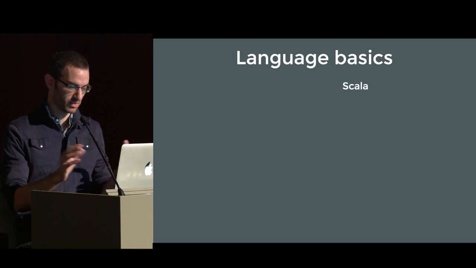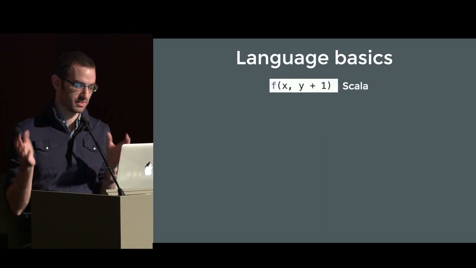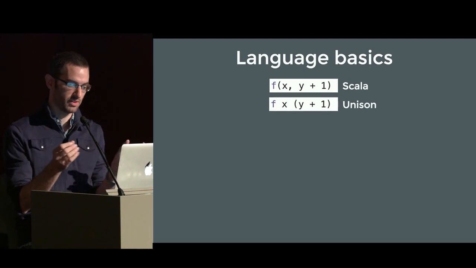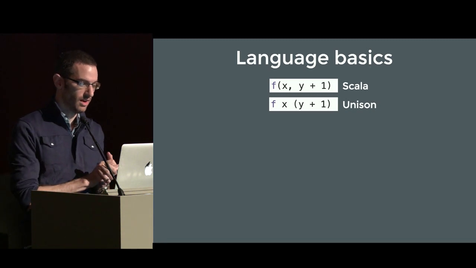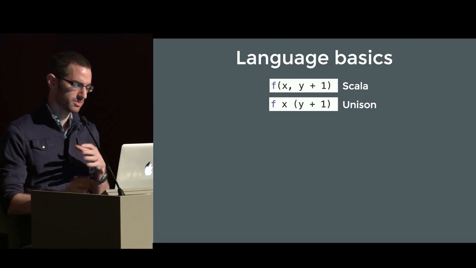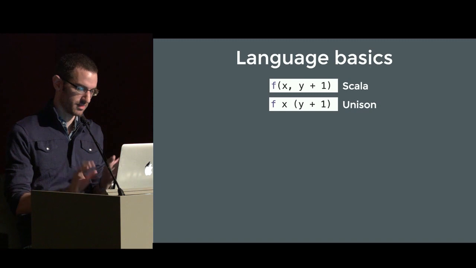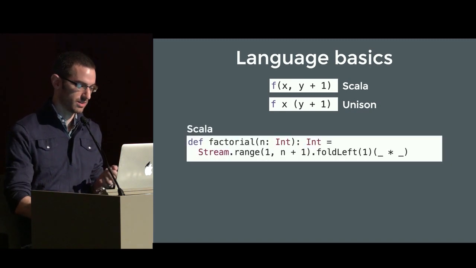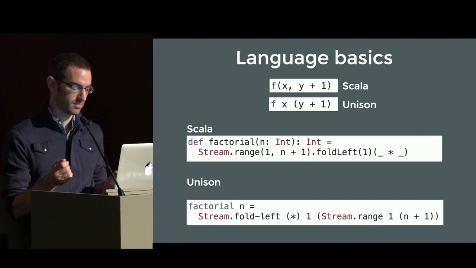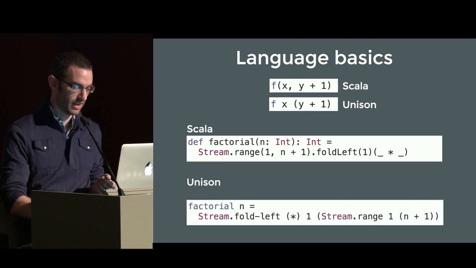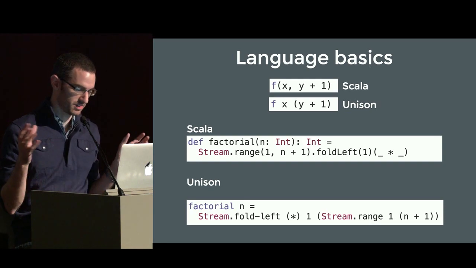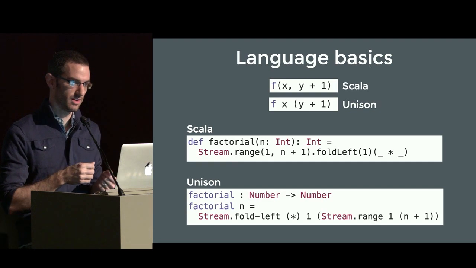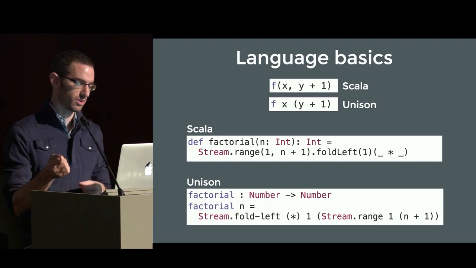So, just a little bit of syntax here. In Scala, here's the syntax for applying a function. In Unison, you just put the arguments separated by spaces. So it follows Haskell in terms of the basic syntax. In Scala, here's a function definition, and here's that same function written in Unison. You can see we left off the type annotation, so we could do that if we want. It would be inferred, or you could give the annotation, and it would be checked that factorial has that type.